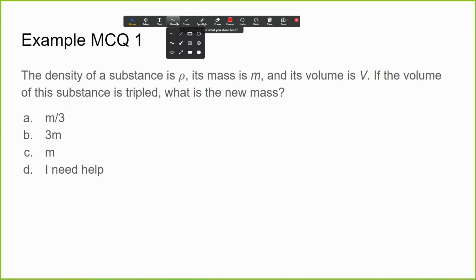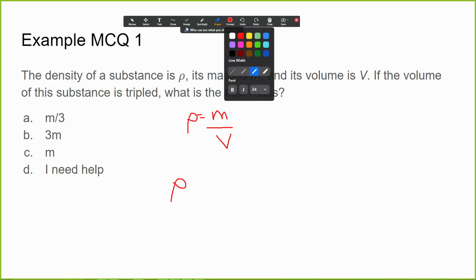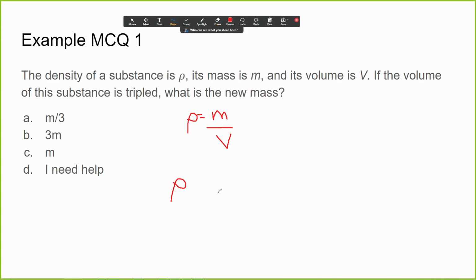So let's do a couple more practice questions. So let's talk about this. The density of a substance is rho, its mass is m, and its volume is v. If the volume of the substance is tripled, what is its new mass? So we're saying rho is equal to m over v. I apologize. We're saying the density is staying the same. We're just tripling the volume. So we have this density that's still staying the same, but we have some new mass that it's going to take on as a result of us tripling our volume.